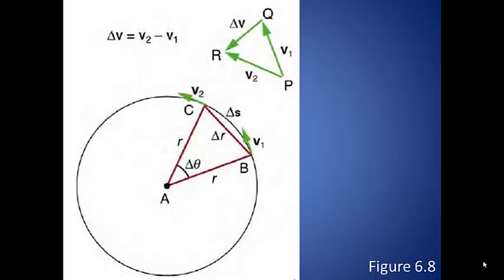Centripetal is a word that literally means toward the center. So we can call the acceleration of an object moving in a circular motion centripetal acceleration.